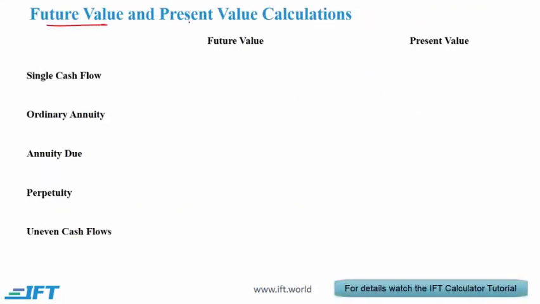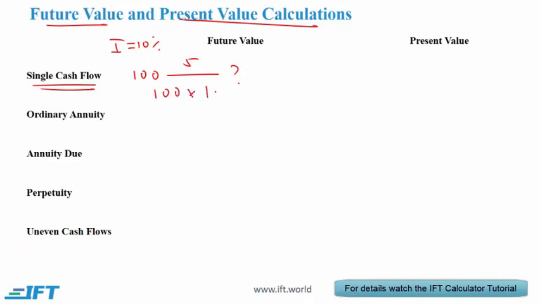Next, we look at future value and present value calculations. Let's start with a single cash flow. Say we have $100 today. The interest rate is 10%. How much will this grow to at the end of 5 years? So this is a future value calculation. One way of doing this is to simply say that the future value is 100 times 1 plus the interest rate, which is 10%, raised to the power of 5, and this gives us 161.05. We can also use a calculator.